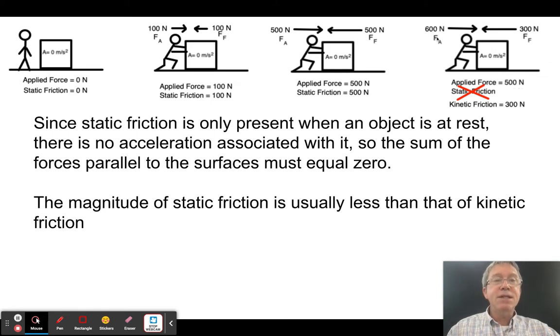But now I push with 600. Let's just say somewhere between 500 and 600, I exceeded that value. There's no more static friction. It's gone, and now we're dealing with kinetic friction. This object is going to be moving. The kinetic friction is going to be parallel to the surface, just like static was, pointing in the opposite direction, just like static is. But it's going to have a value that's defined by that equation. That value is going to be less than the maximum value of the static frictional force.